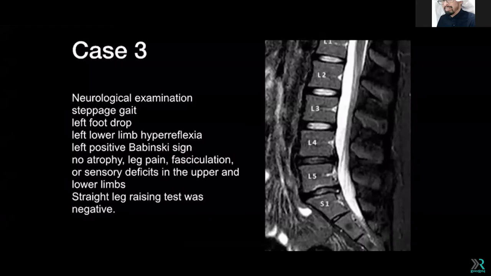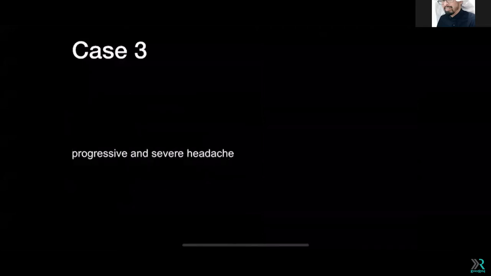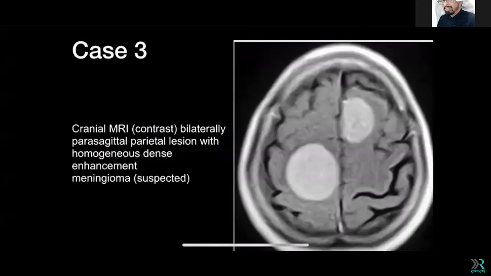If you go back a little bit more in the history, the patient is having a progressive and severe headache. So it means you have to look into what the problem is, maybe a central cause. So we did an MRI and found some cranial lesion, which may be the cause. So what is my goal for these foot drop cases? Some cases become such that you cannot avoid it.